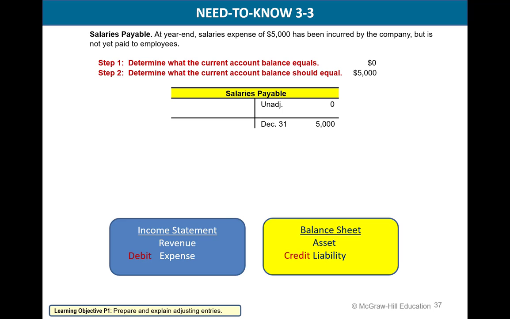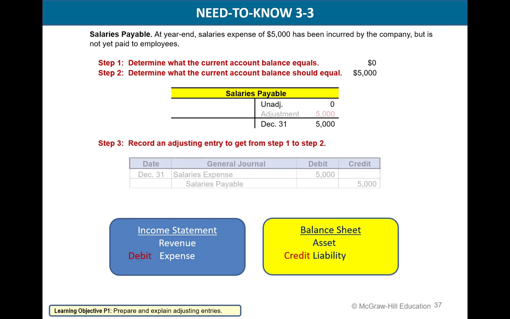As of December 31st, we have a $5,000 balance. So the current balance was 0. The balance should be $5,000. The difference is the adjusting entry. To record that adjusting entry, to get from step 1 to step 2, remember, step 1 is what we had before this event. Step 2 is what we should have after we create the journal entry. We're going to debit salaries expense for $5,000 and credit salaries payable for $5,000. That will create our adjustment and give us the balance we were looking for in our salaries payable account.